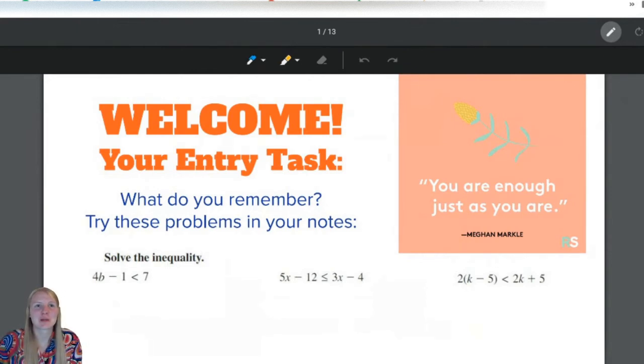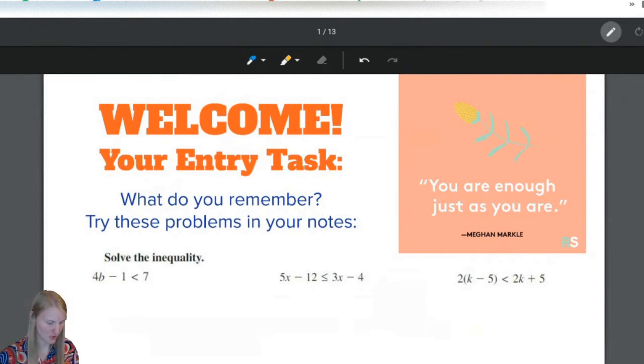Okay, so same as usual, pause the video, try these problems in your notes, and then unpause it to try them, or to do them with me. Okay, so we are solving the inequality. It didn't say to graph, so I'm not going to graph.